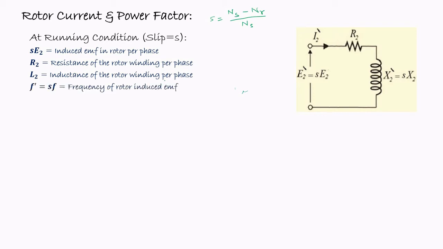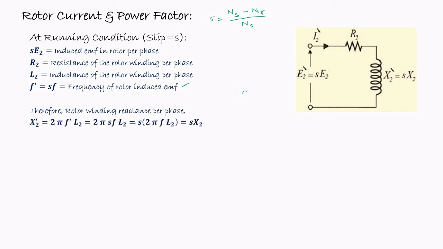But the frequency of the rotor induced EMF is now the factor of the slip, which can be represented as f dash, and that will be equal to S into f. So this is the frequency of the induced EMF in the rotor circuit during running condition. So the reactance per phase can be now calculated as X2 dash, and it will depend upon the frequency f dash. Frequency f dash can be represented by S into f. If we take S and 2 pi f L2 within the bracket, then finally we'll get the reactance of the rotor circuit per phase during running condition, and it will be equal to S into X2.